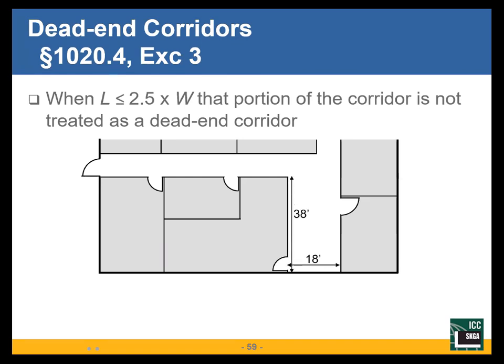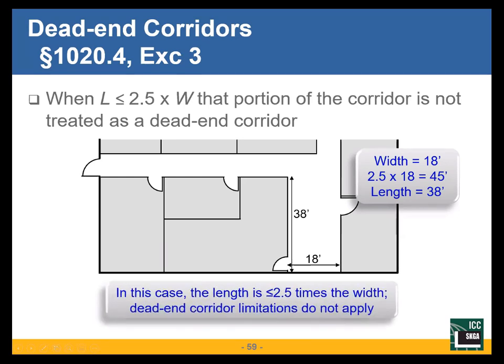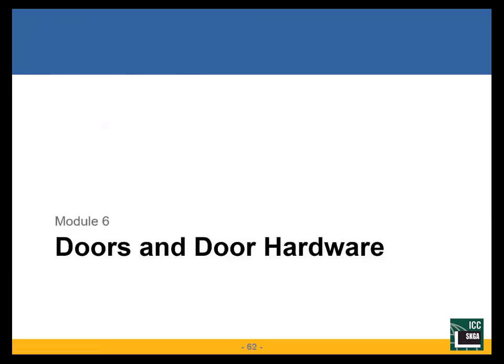So I've got 18 feet by 38 feet. My 18 feet times 2.5, 45 feet. The length does not exceed 45. This, even though it is dead end, it's not treated as a dead end corridor. If the building was allowed, it could only have a 20-foot dead end corridor. It's a wider space. It's not considered a dead end corridor. That would work. So I don't have limitations.